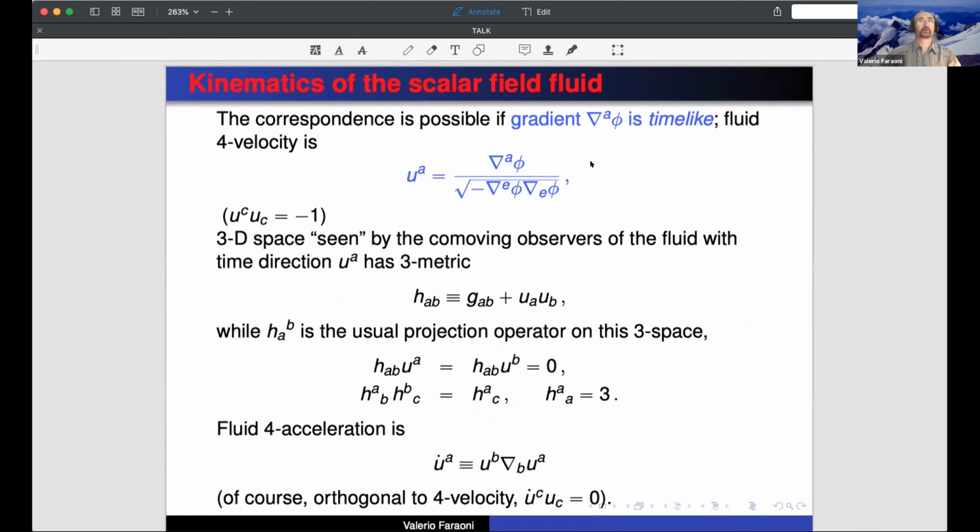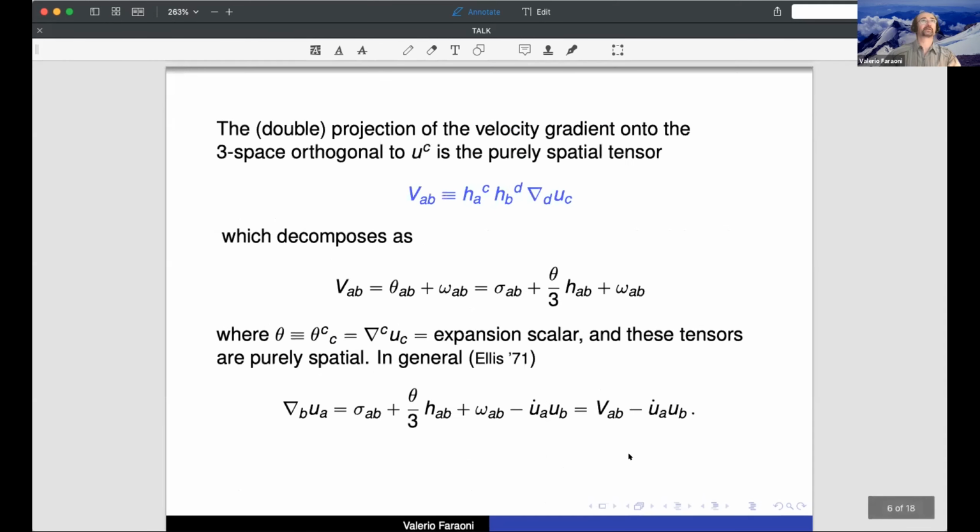So the correspondence is possible if the gradient of the scalar field is time-like, and then you can normalize it and get the four velocity of this effective fluid. The three-dimensional space seen by the comoving observer with this fluid is given by this Riemannian metric h_ab. The mixed tensor is the usual projection tensor onto the three-space seen by these observers. This is the fluid four-acceleration, which is orthogonal to the four velocity.